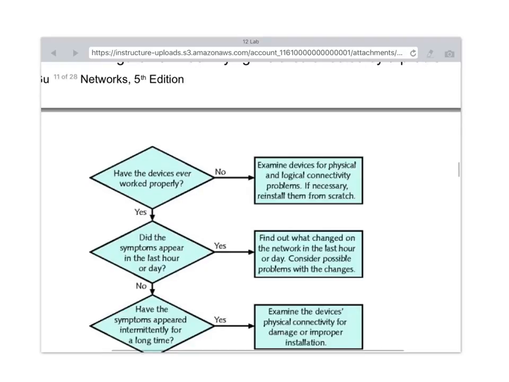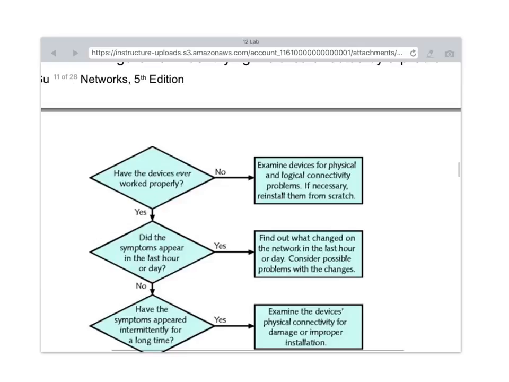Another one here that has to do with the email issue. Has the device ever worked before? Yeah, it was working great last night. Okay. If they say no, has it ever worked before, that means it's a new something, a new system, a new device that's connected to it.